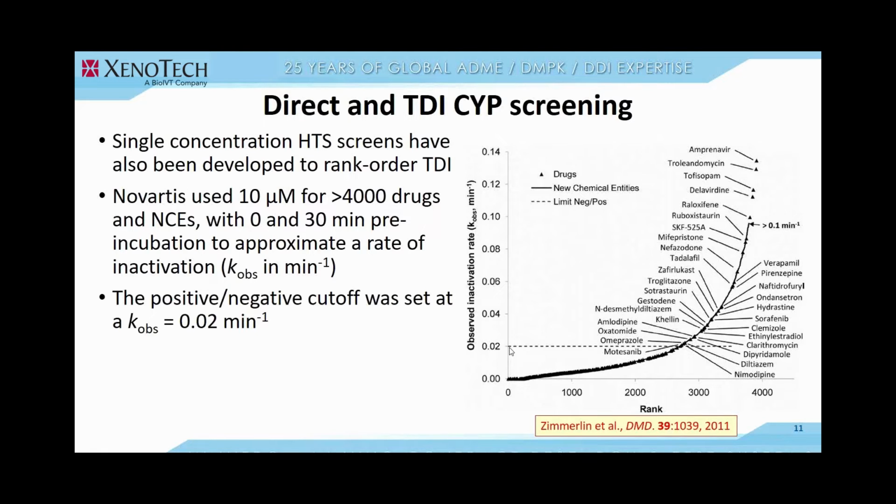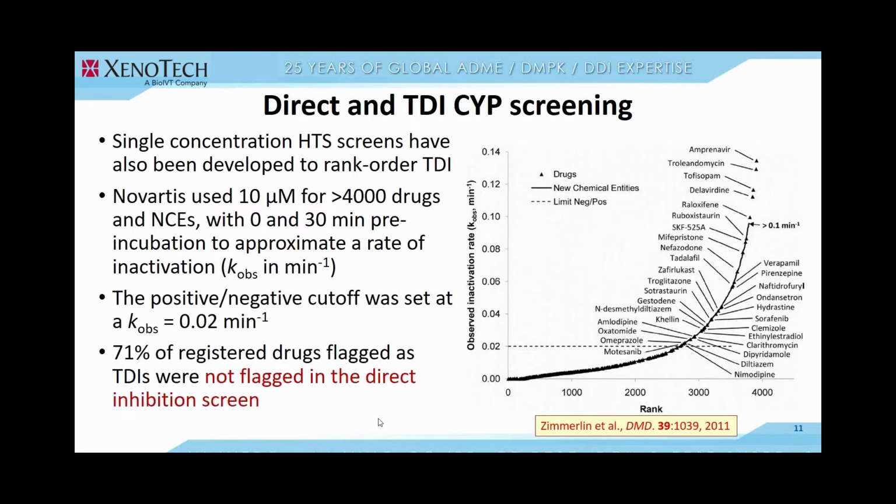So if you look at this graph, this is the cutoff value. These are the 4,000 compounds, whether they're drugs or NCEs. The drugs are represented by triangles. And you'll note that once you get over this cutoff, you'll see drugs like omeprazole, ethinylestradiol, sorafenib, and on up to really high levels of inactivation rates. So you get up to amprenavir, troleandomycin, raloxifene. They have quite high rates of inactivation.